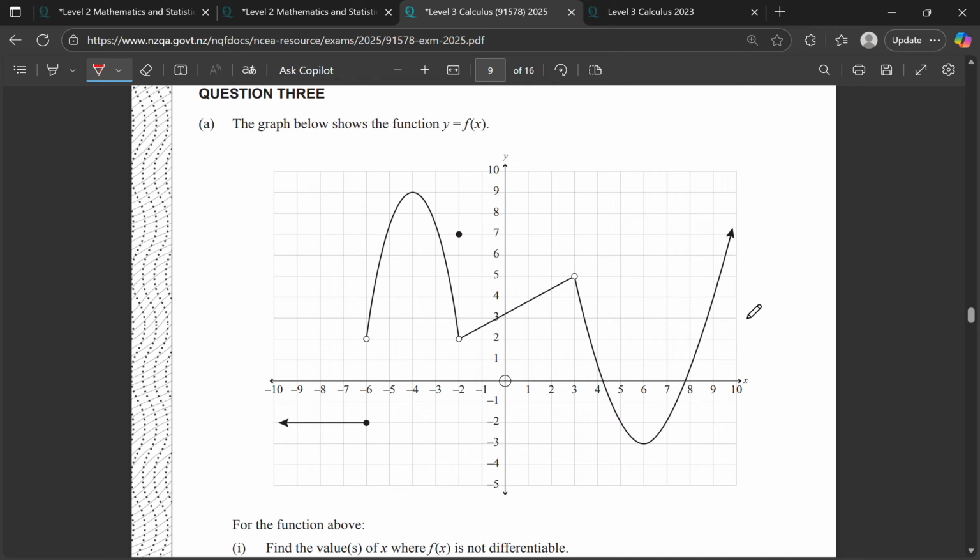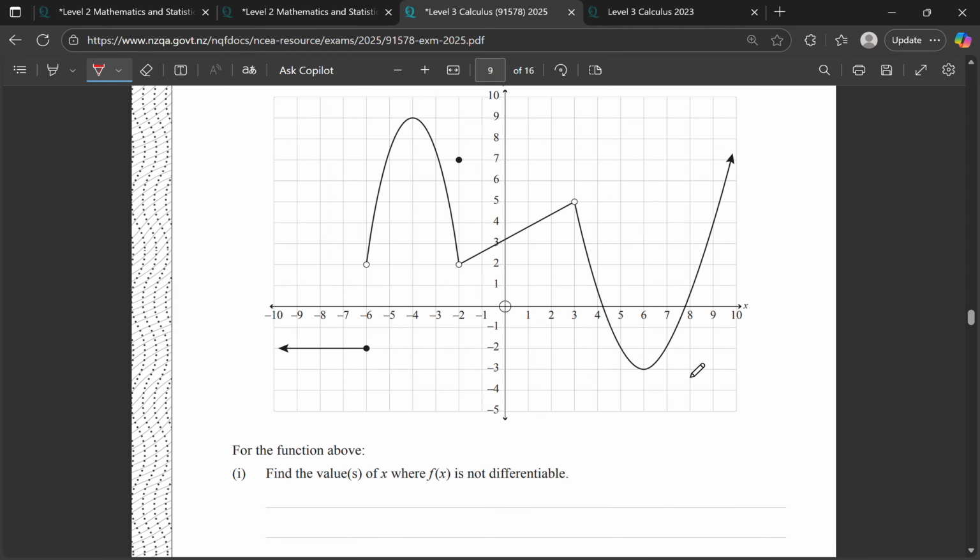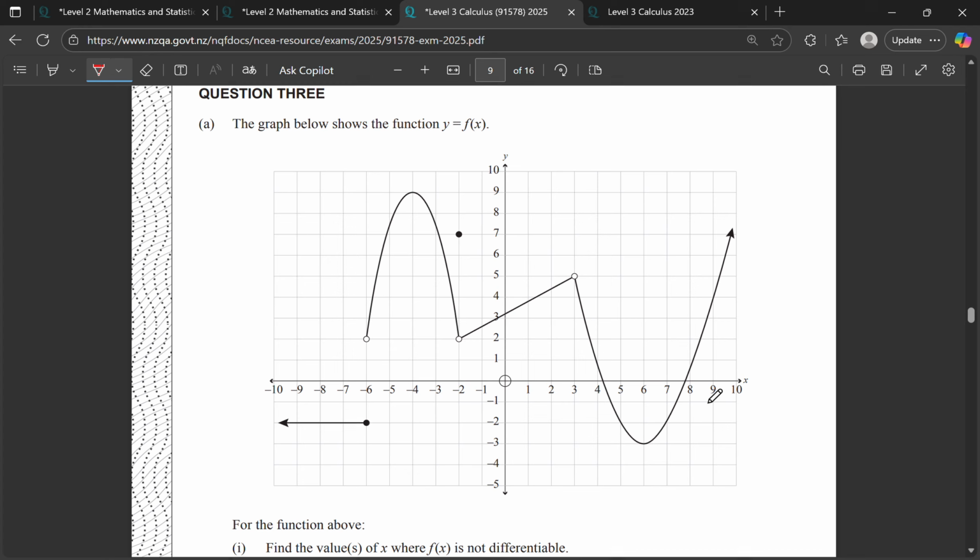A says, the graph below shows the function y equals f of x. For the function above, find the values of x where f of x is not differentiable. Right, it's a typical question. Each year we expect this kind of question.